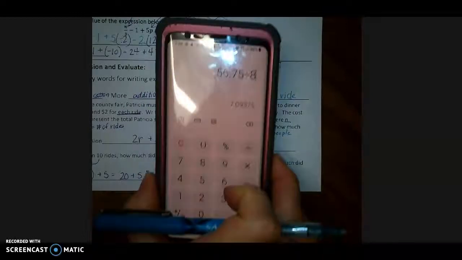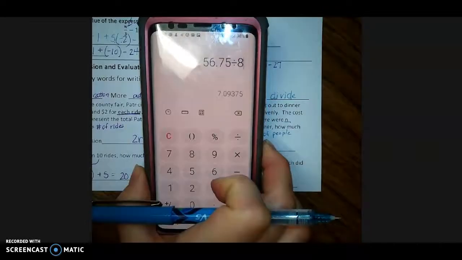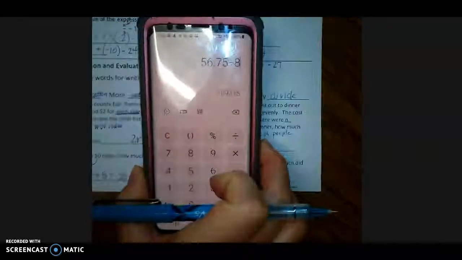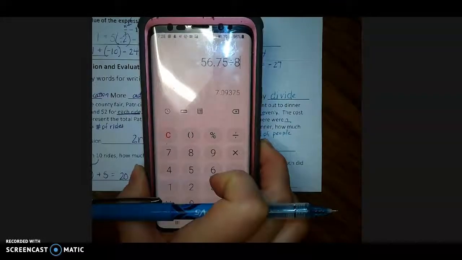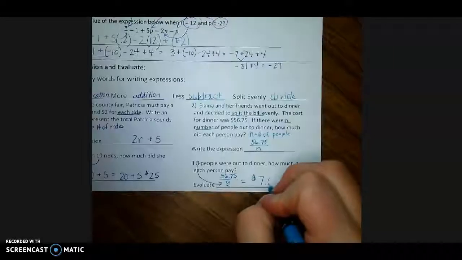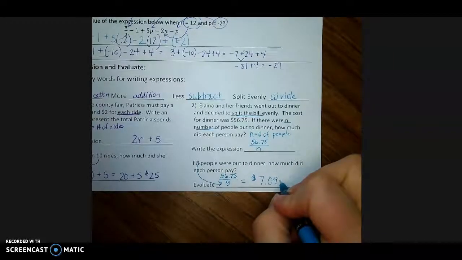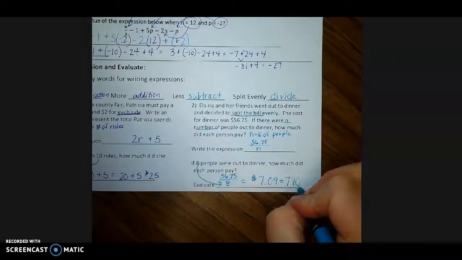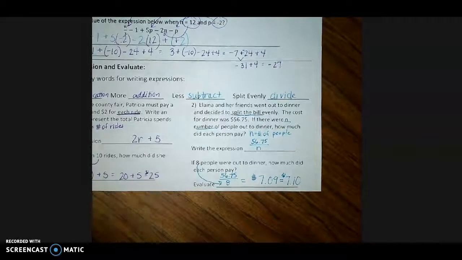And when I do, there's a little glare there. When I do $56.75 divided by 8, I get $7 and 0.09375. Wow, so I'm going to stop at the $7.09, and that 3 tells me to keep it the same. So everybody's going to pay about $7.09, but that might leave us a little short. We might need to make it $7.10. I want you to think about which way you should go there.